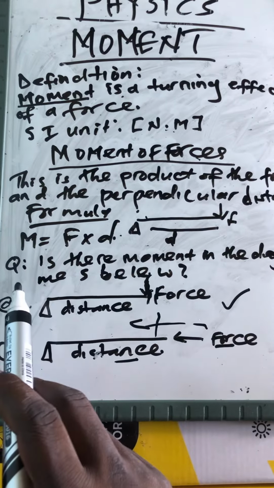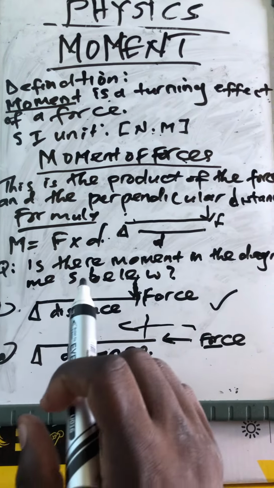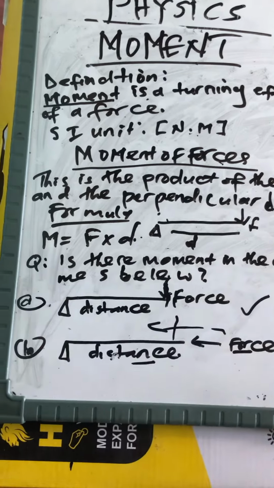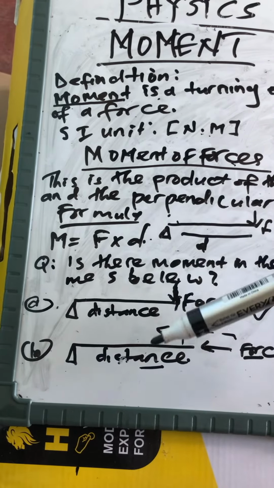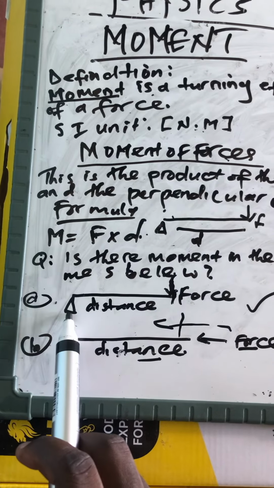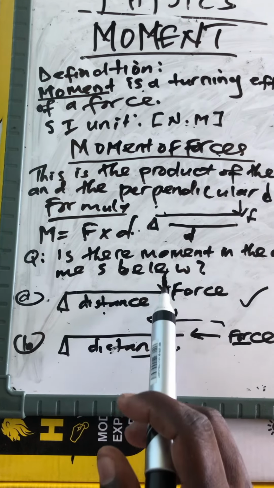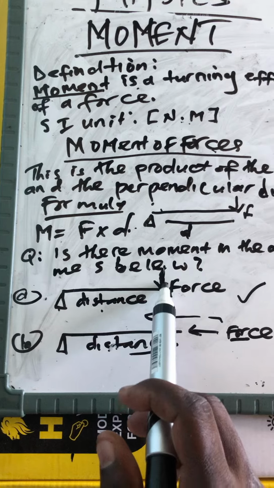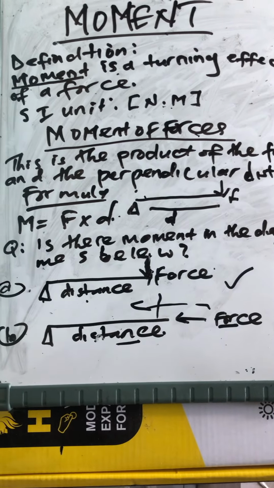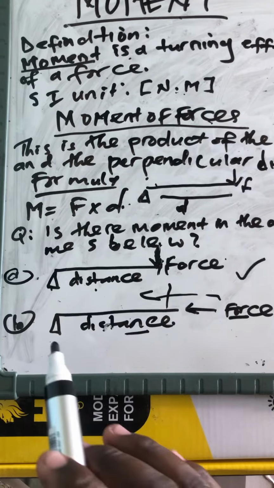So we have a question here. Is there moment in the diagrams below? That's the question. Let's find out if these two diagrams produce this moment. The first diagram, we have the pivot here, distance, and the force which is acting at 90 degrees here. So in the first diagram, there is a moment. A moment is produced.